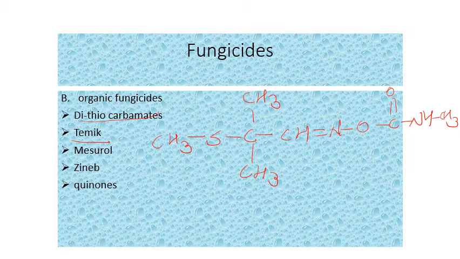Next one is the quinones. Next one is Zineb. Zineb is a white crystalline substance. It is one of the most important fungicides used in agriculture. Other fungicides like Dithane, Avadex, Ferbam, Thiram, Maneb are used to control apple rust, fruit rotting and leaf diseases of vegetables. Then let us move to quinones.